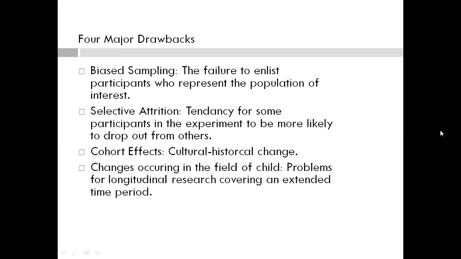And cohort effects. A cohort is an age group developing at the same time period that is influenced by a particular condition. So cohort effects are cultural-historical changes. One cohort might be different from another cohort, so results based on one cohort may not be applicable to another cohort.